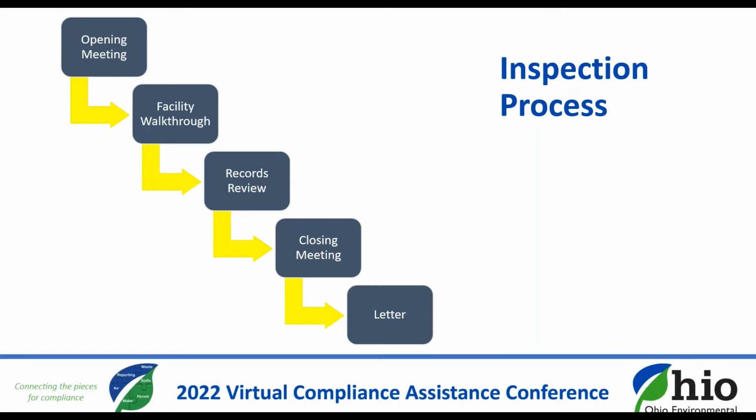Then we'll have a closing meeting. The inspector will sit down with you. They'll tell you what they've seen while they were at the facility and any areas of improvement that may need to occur, and answer any questions you may have. And then they'll follow up with a letter. So hopefully everybody on this call, if you get an inspection from Ohio EPA, regardless of the division, gets what I call a thumbs up letter, or a notice of compliance, or what I call a sideways thumb, which is a notice of violation. I'll talk about that in greater detail at the conclusion of our presentation.